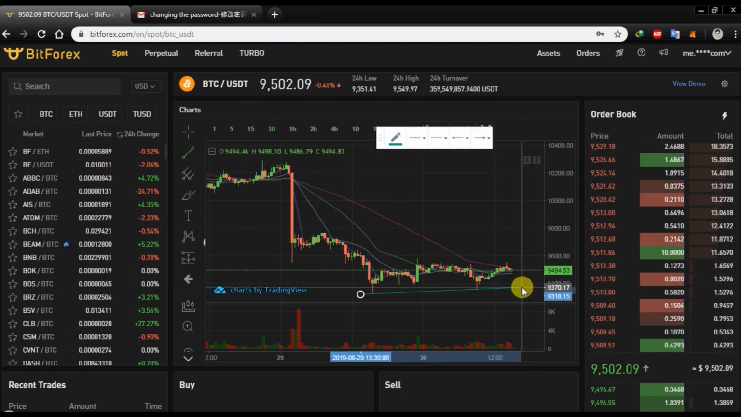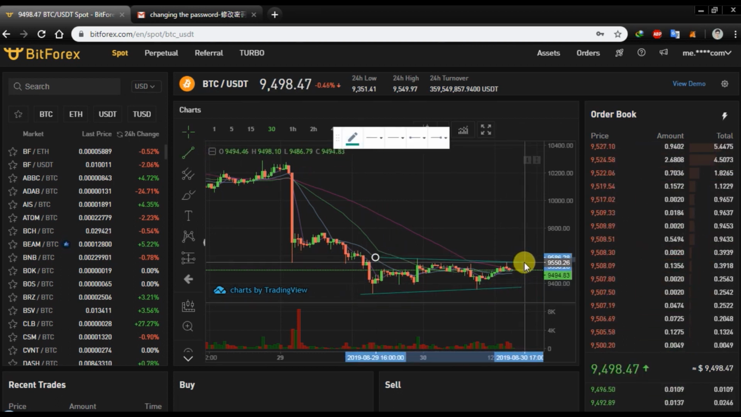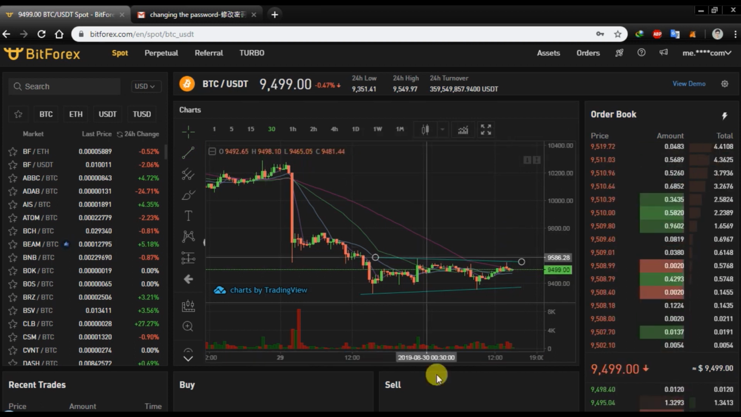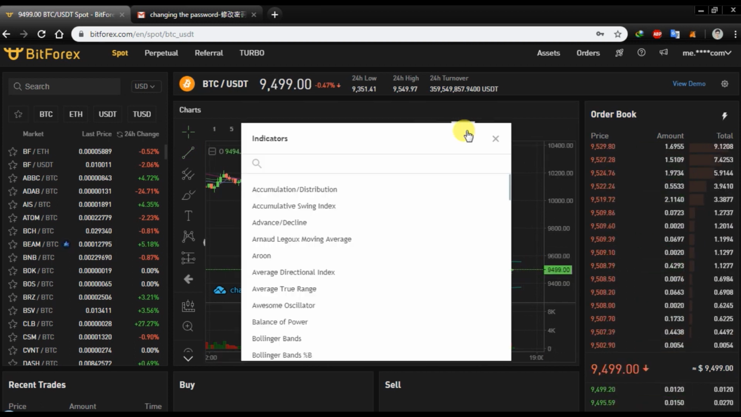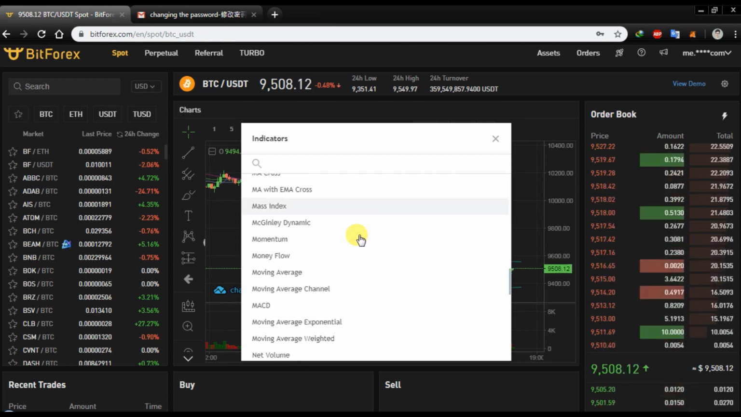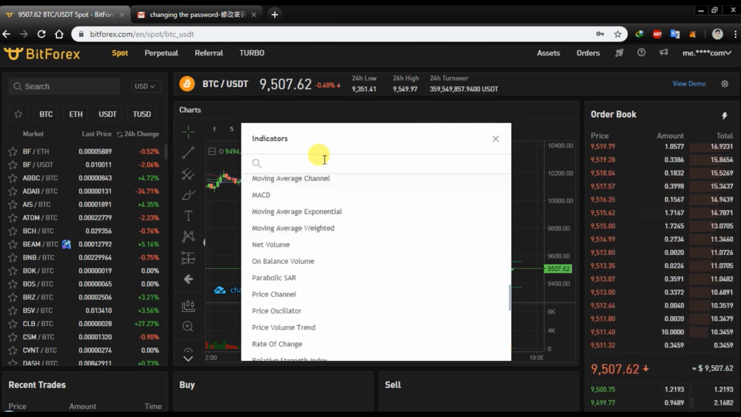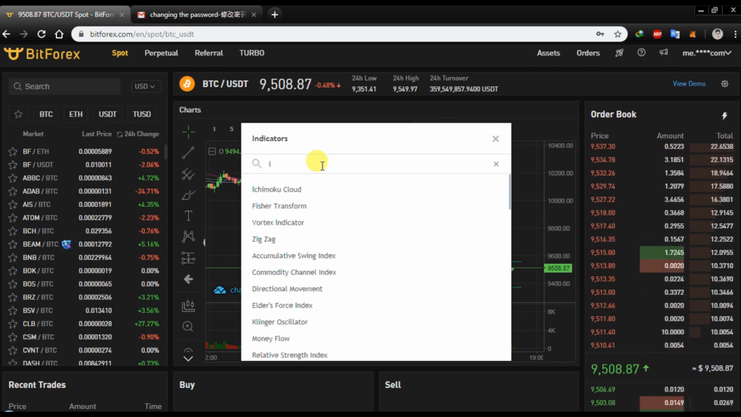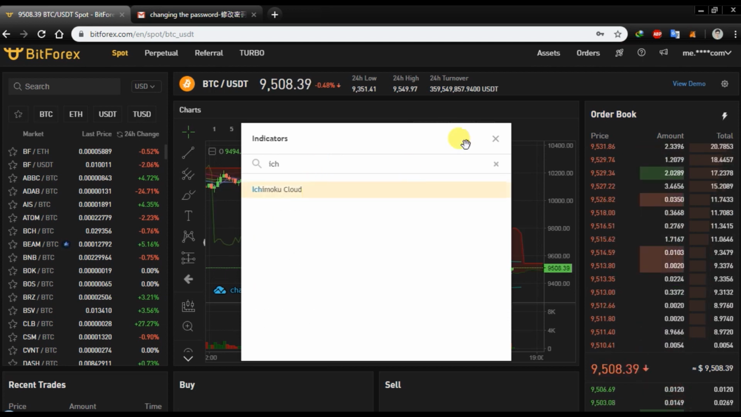Trend line, trend angle, horizontal line, horizontal ray, and more. You can see here indicators like accumulation distribution, Bollinger Bands, RSI, MA cross, and more.